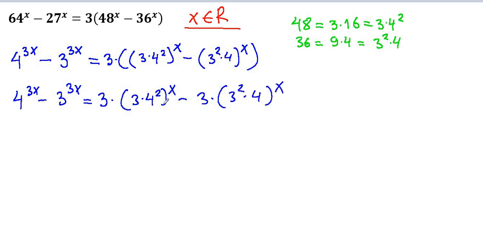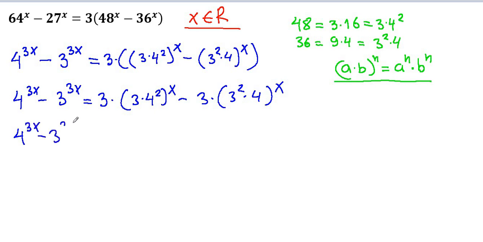Now I have to expand the right hand side, so I'm going to use the following formula. We know that a times b to the power of n is always equal to a to the power of n times b to the power of n. Using this formula, the right hand side can be written as follows. Let me rewrite the left hand side as it is: 4 to the power of 3x minus 3 to the power of 3x is equal to 3 times 3 to the power of x times 4 to the power of 2x, minus, in the same manner, 3 times 3 to the power of 2x times 4 to the power of x.